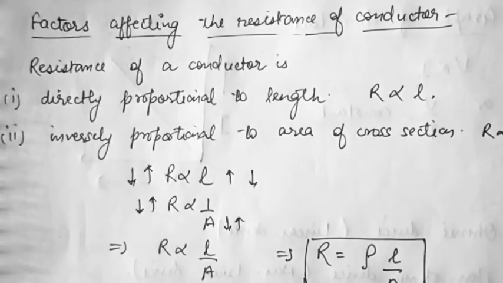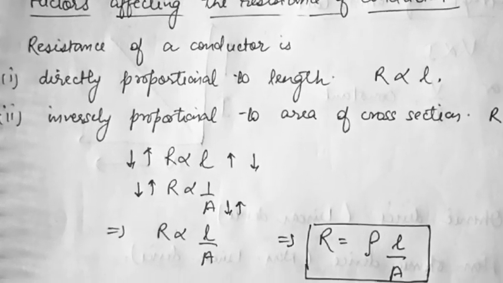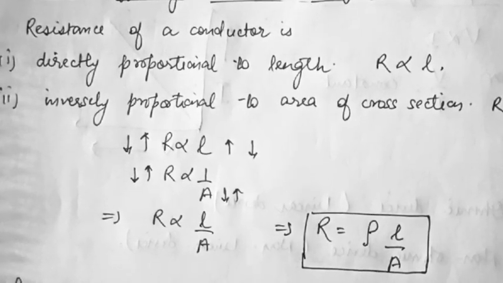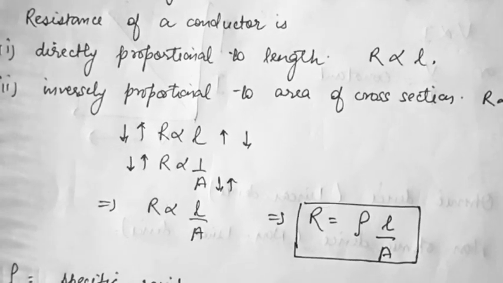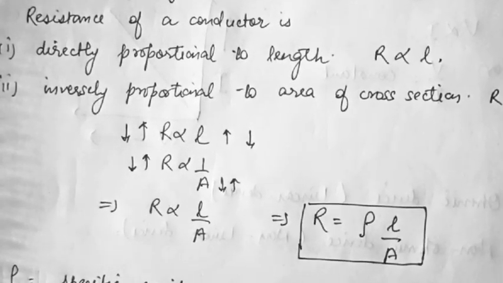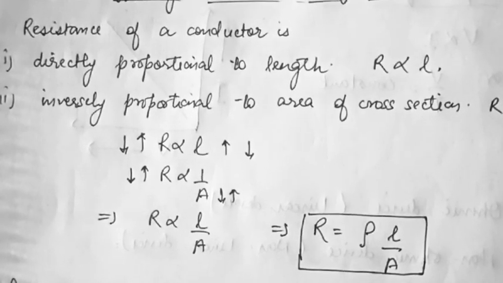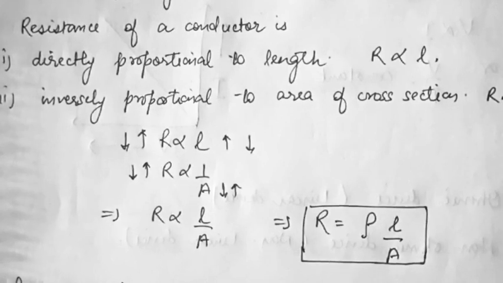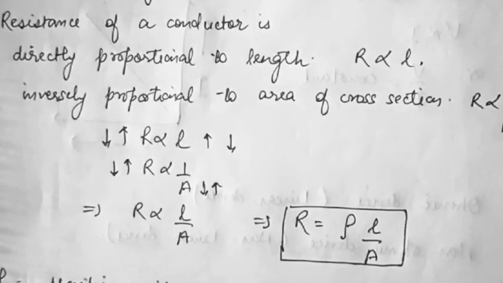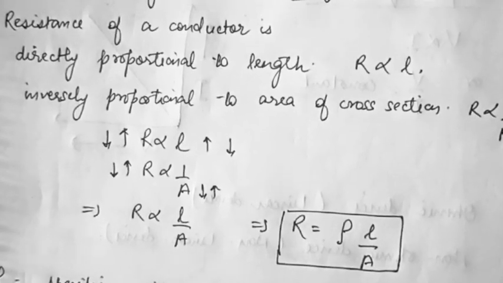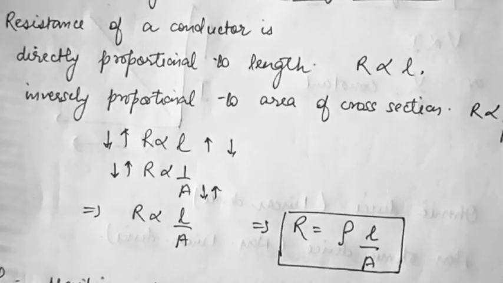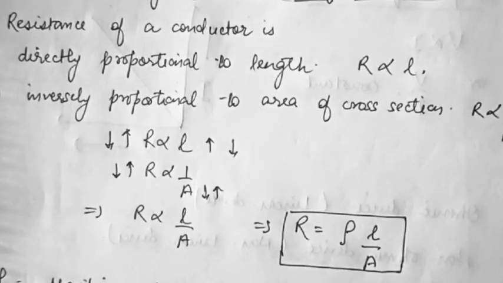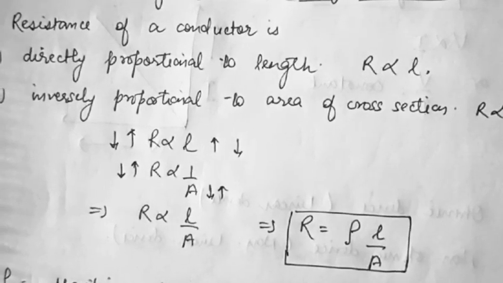So the factors that are affecting the resistance of a conductor: first, length. Resistance is directly proportional to length, meaning resistance increases with an increase in length. The resistance of a conductor is inversely proportional to the cross section area. So if resistance increases, that means the cross section area is decreasing. Or you can say a thick wire will offer lesser resistance, and a thin wire, or the wire with lesser cross section area, will offer higher resistance.